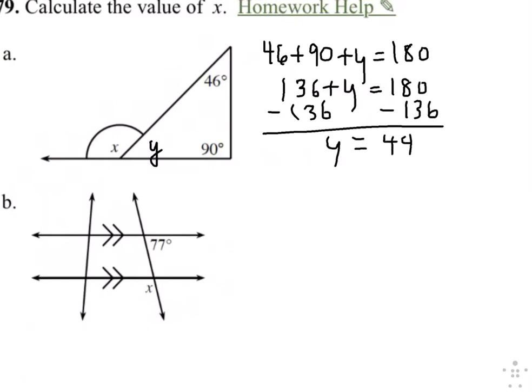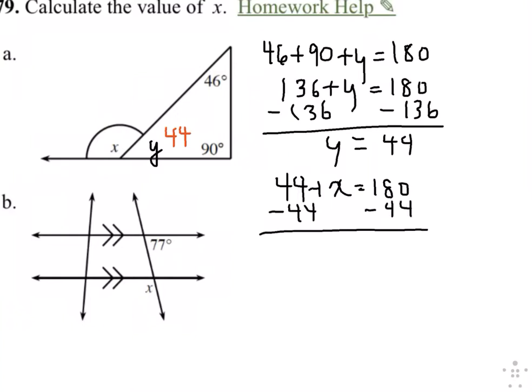So we know this angle, and I can label it in there, right? This is 44. And then we know that the angle Y and angle X together form a straight line, so that's 180. So we know that 44 plus X equals 180. And we subtract 44 from both sides, and we get X equals 136. So angle X is 136 degrees.